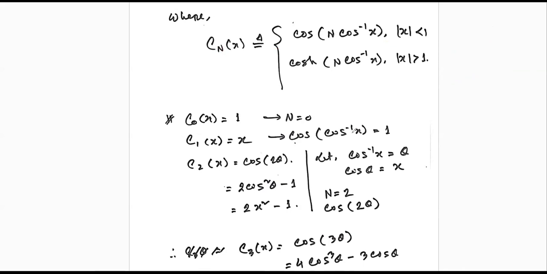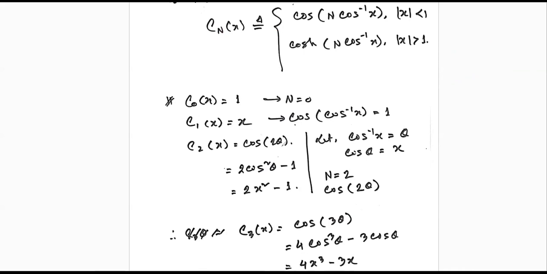Cos inverse x, so cos inverse x is equal to 1. So we can find it. What is C2? C2, put n equals to 2. So n equals to 2, cos 2 cos inverse x. Let cos inverse x equal to theta, so cos theta equals to x. So cos inverse x equals to theta, so this is nothing but 2 theta.